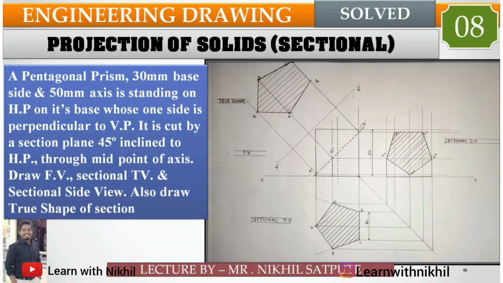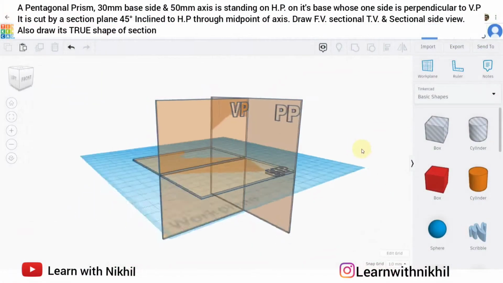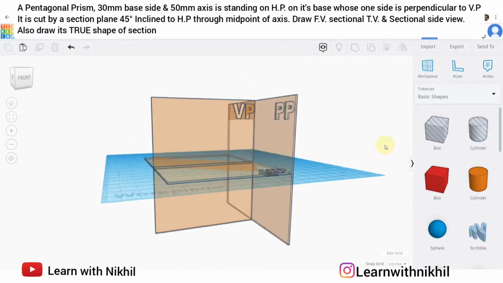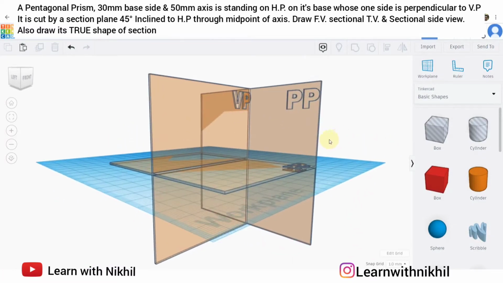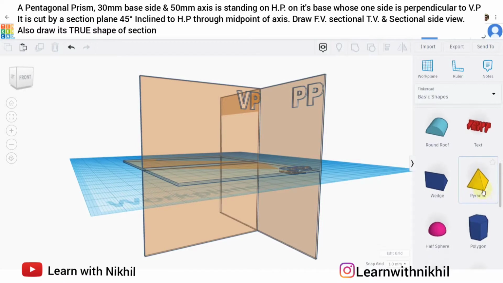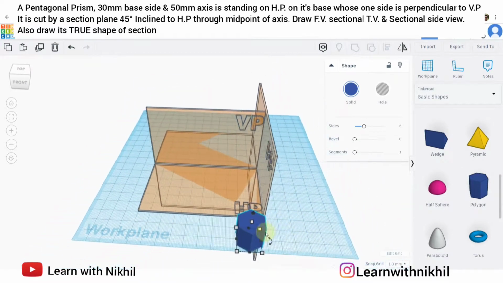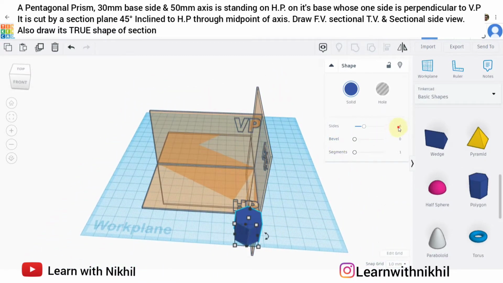So here we have taken another sum on sectional solids. The question is given, we have a pentagonal prism of base 30 and height 50. So first I'll explain this whole sum in this 3D software, that is Tinkercad, and later I'll explain to you how to draw it manually. First I have taken a pentagon.